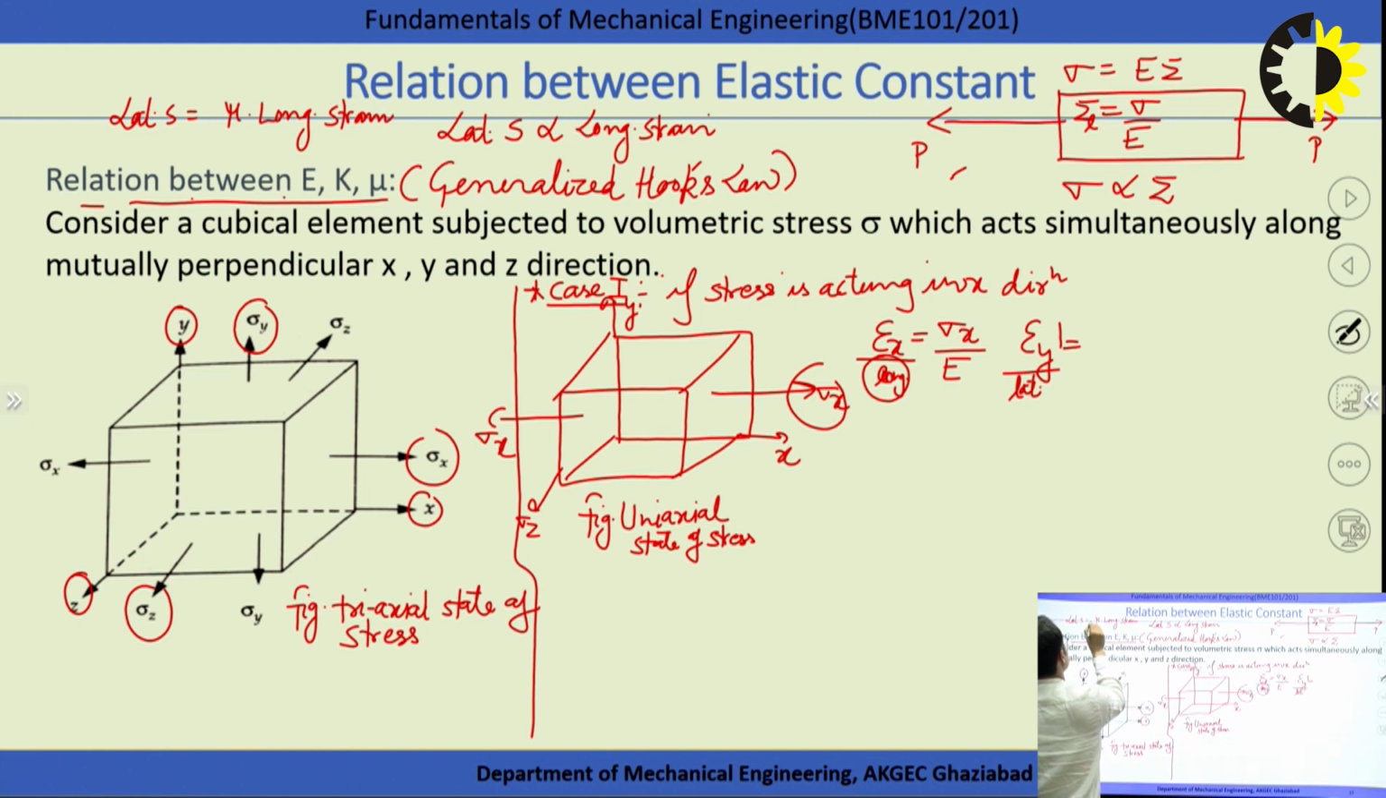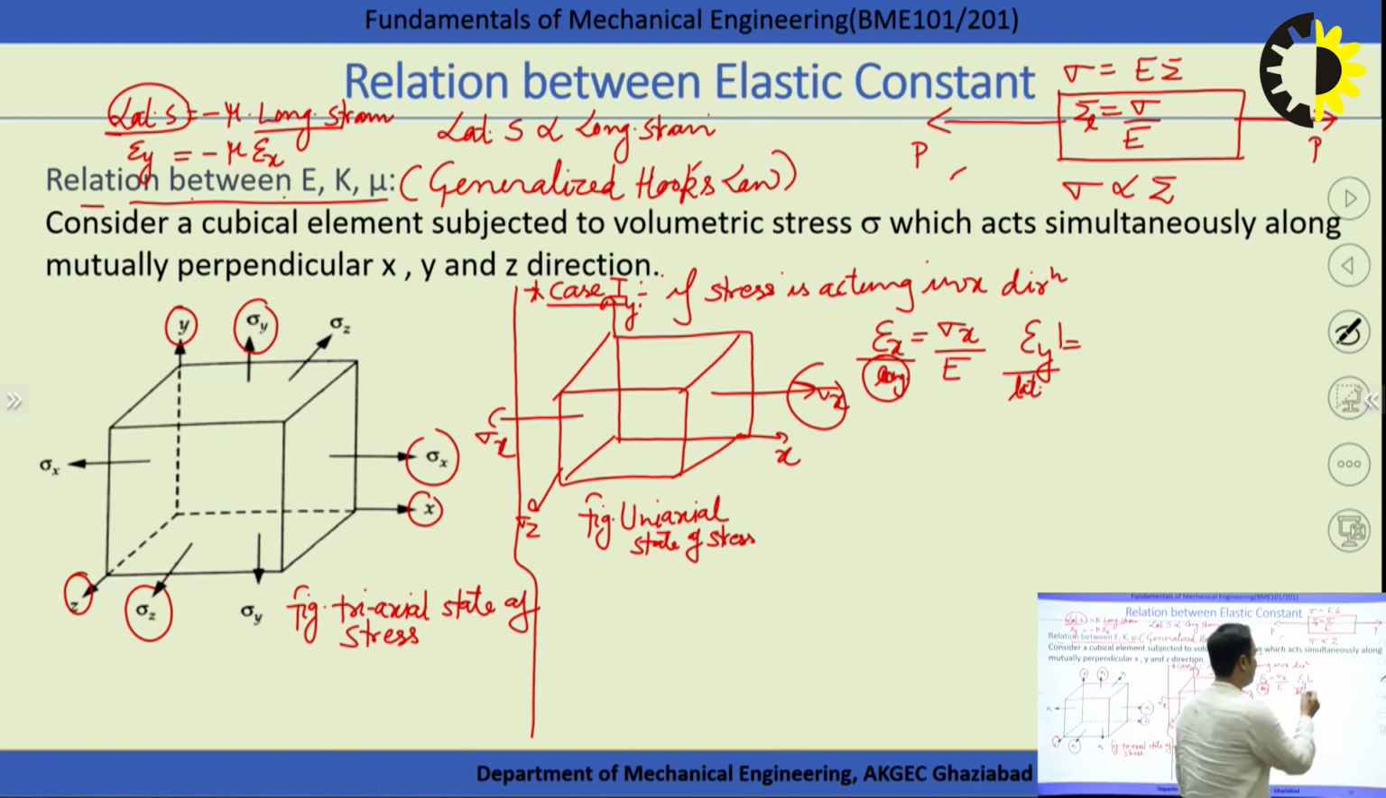And we always consider it with a negative sign, because longitudinal and lateral strain are always in the opposite sense, opposite direction, right? So we always consider a negative sign. So we are interested to calculate the lateral strain, and the lateral strain here is epsilon y, that is minus mu times the longitudinal strain, epsilon x. And what is the value of epsilon x? Sigma x by E. So simply we can write here minus mu times sigma x by E.